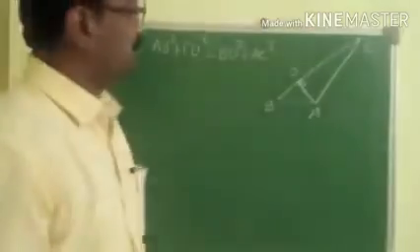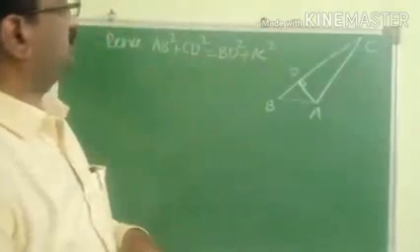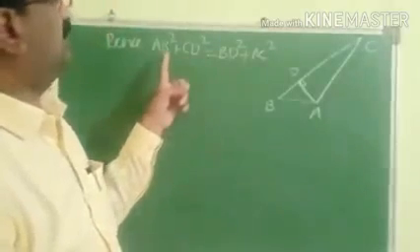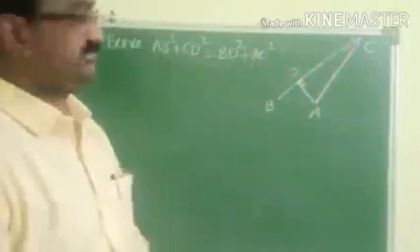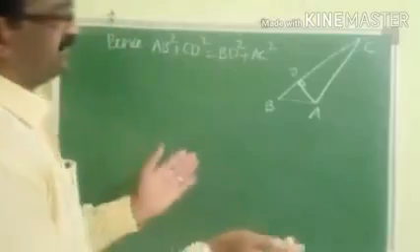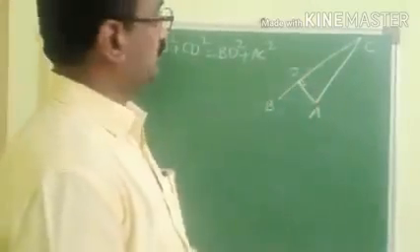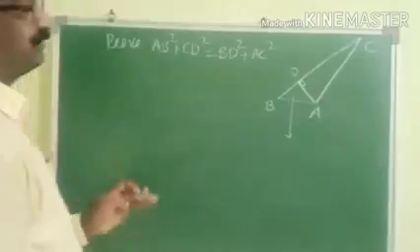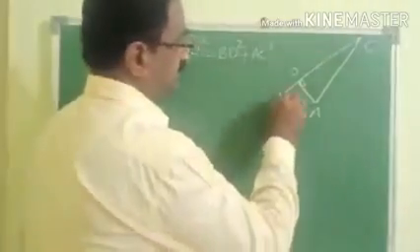Now, how to proceed? Look at the required result. In this required result, we have AB square and CD square, as well as BD square and AC square. Now see, there are two triangles. Here is a right angle triangle and here is also a right angle triangle. In this right angle triangle, if we apply the Pythagoras theorem, then according to the Pythagoras theorem we can write AB square in this triangle.